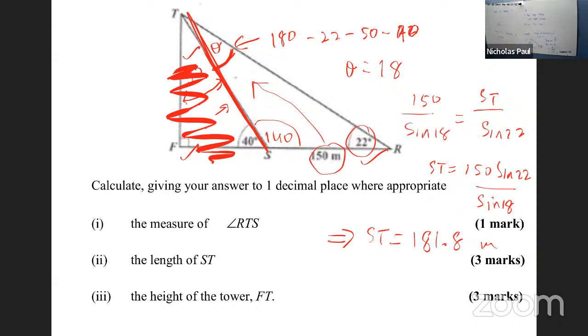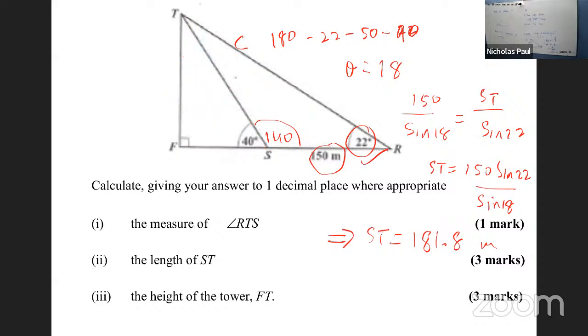Next one. For the next part, find FT. I just want to clear up this diagram a little bit. Copy down quick, find FT. We know here is 181.8 and I want you to find FT. What are we going to use here?